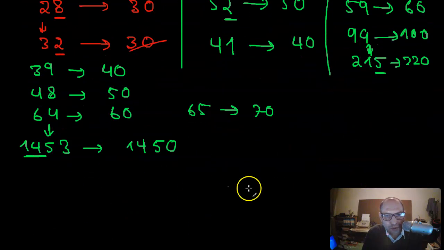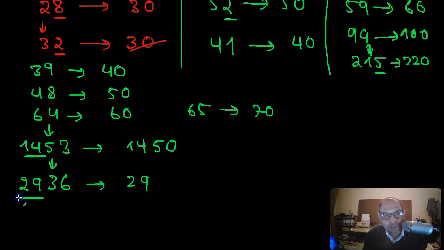Or 2936, you're rounding to the nearest tens. So the 2 and 9 remain the same. Right next to 3, you have a 6, which means that it's a digit greater than or equal to 5, which means that you have to round up. So the 3 becomes a 4, and the 6 is substituted with a 0. So 2936 becomes a 2940, right?